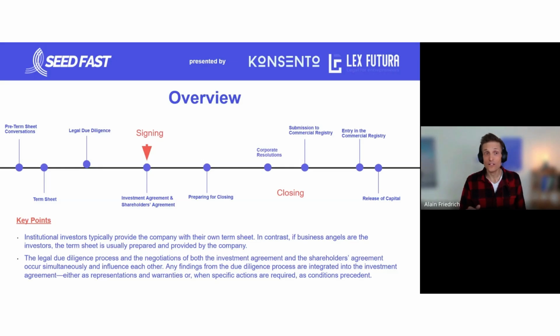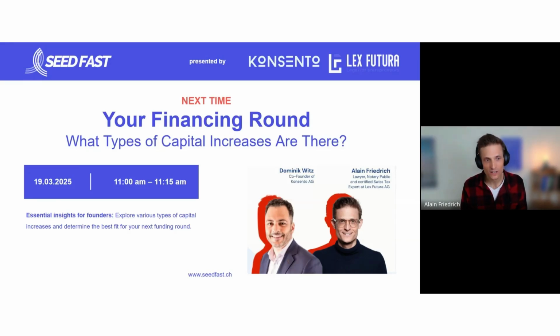Yes, Dominik, that was a very short overview of the different steps of a financing round. For us, it's important that in the beginning you understand the entire timeline. In the next webinar, we're going to go into more detail, and Dominik is going to tell you about the different types of capital increases. Because when you do a financing round, there's not just one type of capital increase, there are several. So Dominik, maybe you go to the next slide. On the 19th of March, again at 11 a.m., we have the next webinar in our series. There are a total of 9, where we talk about the different types, and Dominik is going to explain to you what types of capital increases there are.